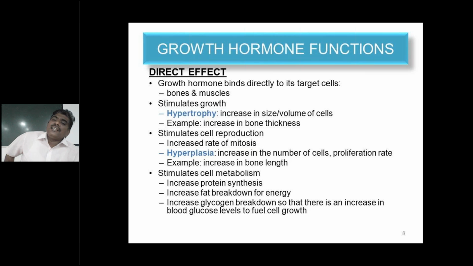Hyperplasia means an increase in the number of cells. As all of you know, it increases the proliferation rate. You know there is a term called cell apoptosis. There is a continuous production of cells, and at the same time cells undergo death and the old cells are replaced with new cells. This is a continuous phenomenon. So hyperplasia means an increase in the number of cells and proliferation rate, and at the same time it increases bone length. That's why, as age advances, there is an increase in the thickness and length of the bone.